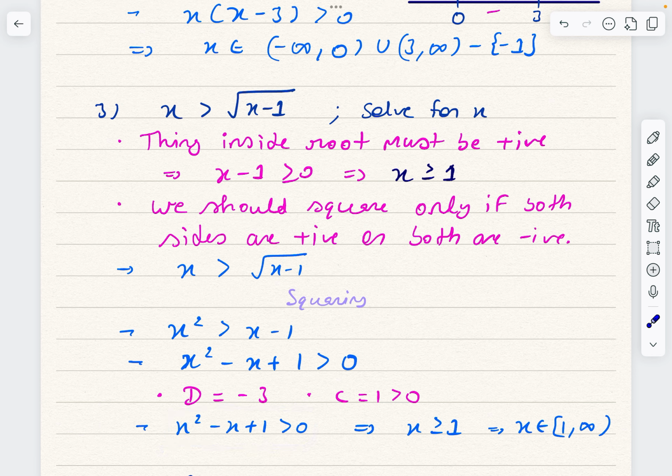Only condition we have on x is from the beginning. That is x should be greater than or equal to 1. So final answer will be x belongs to closed 1 to infinity. You can check that any value we put greater than or equal to 1 will satisfy, and nothing less than 1 will satisfy. I hope it is clear, guys. Next problem.